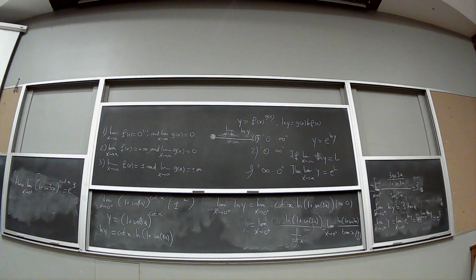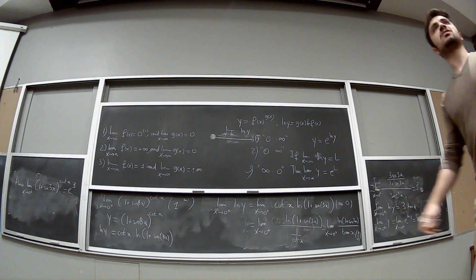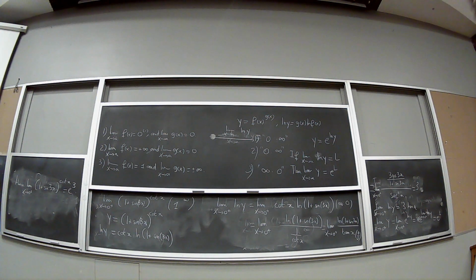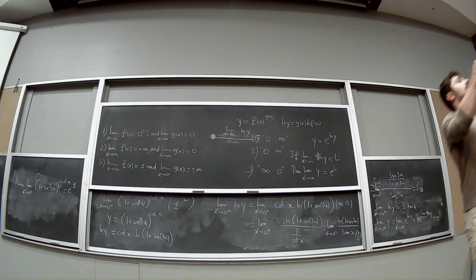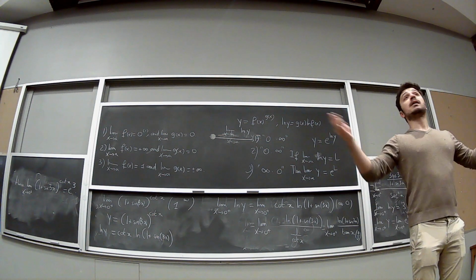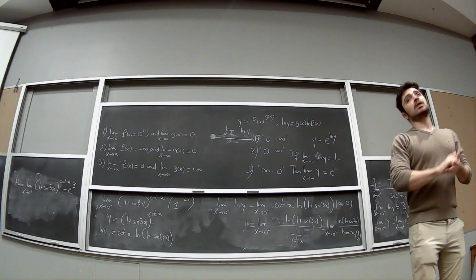Okay, are we good here? Is that clear? So if you have an f of x to the power g of x, how do we solve this? I set y equal to f of x to the g of x. Ln y is equal to g of x ln of f of x. I find the limit of ln y, and I don't forget the last step is to exponentiate my answer. Is that good? Yes. Okay, great.